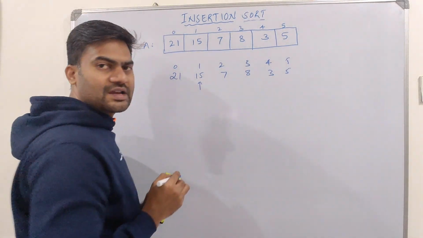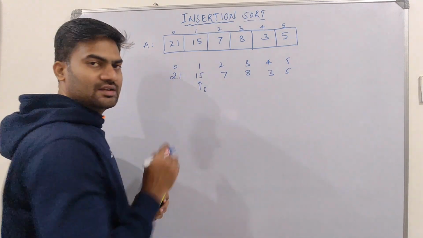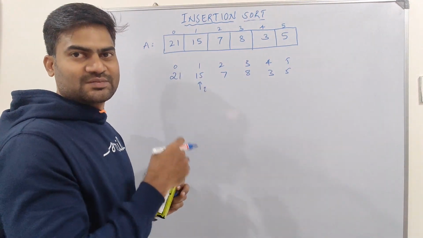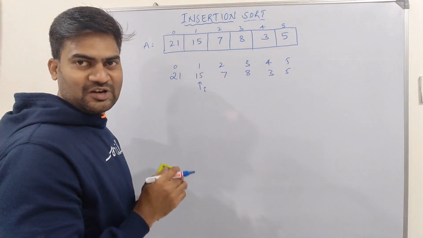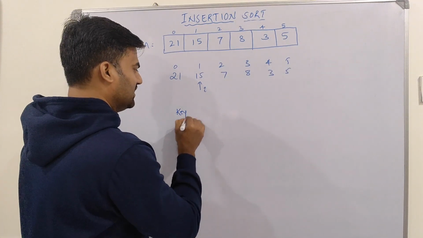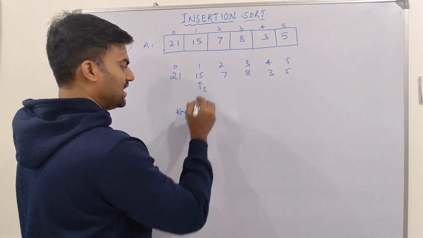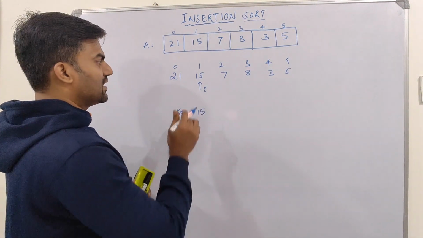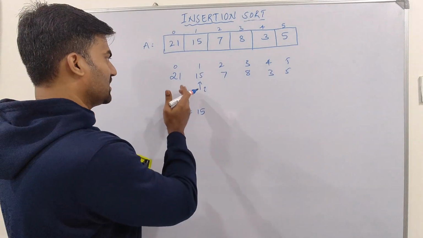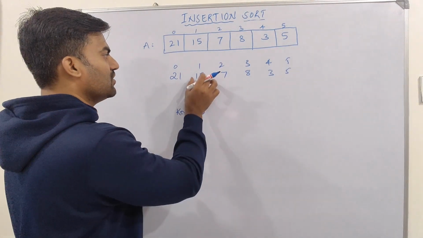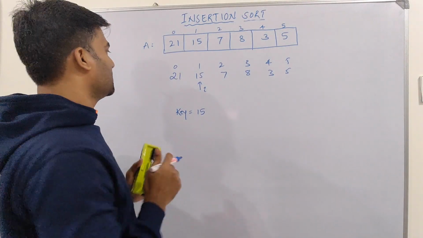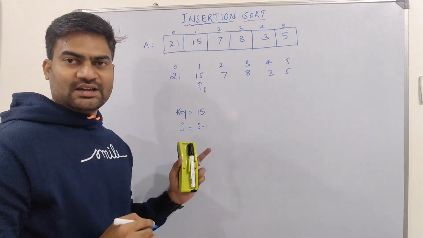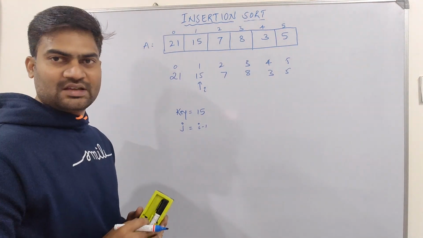I will point one pointer, which is i, here. Then if I have to consider this element as my card, it will become the key element for me. So I will take a variable key and assign whatever is there at the ith index to this key. Next, I require one more pointer which traverses towards the left and searches for this element's proper position. So I will take j, which is 1 less than i. So this is my j here.